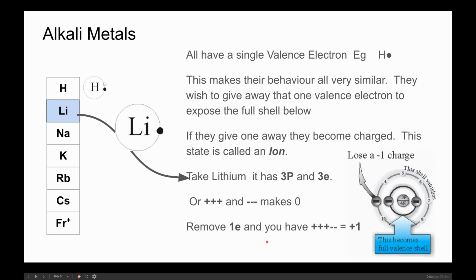What we want to do is look at the behavior of these 4 columns, and you should be able to describe just the 4 columns what's a consistent behavior with them. So alkali metals all have a single valence electron. This makes their behavior all very similar. They wish to give away that one valence electron to expose the full shell below, or if you're a streaker like hydrogen, you'll give away that single electron and run around with your butt-naked proton sticking out. If you give away or accept an electron and you become charged, you get to be called an ion.